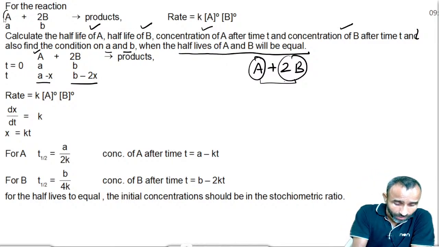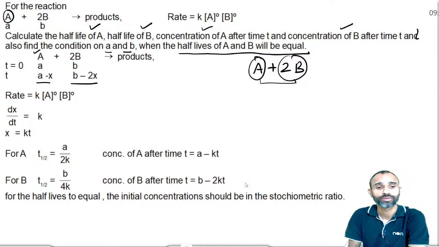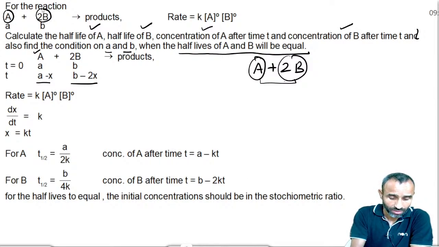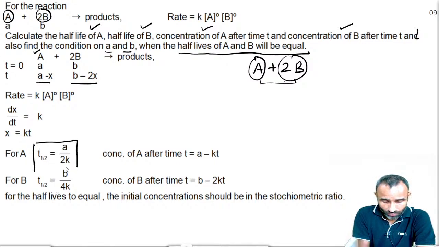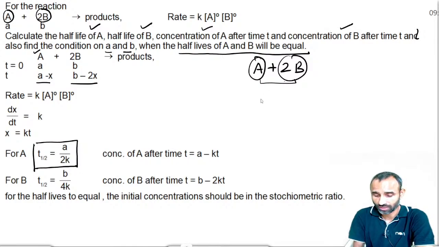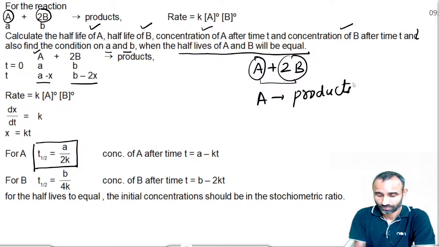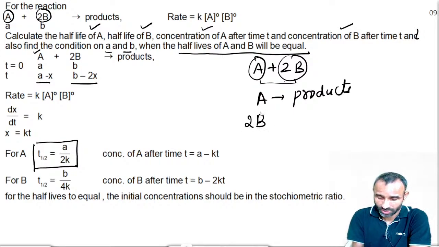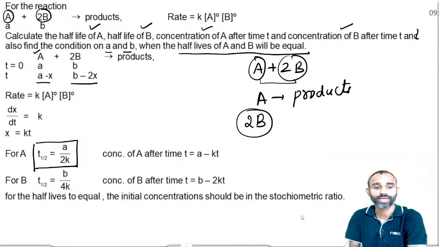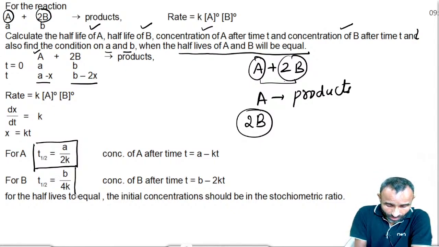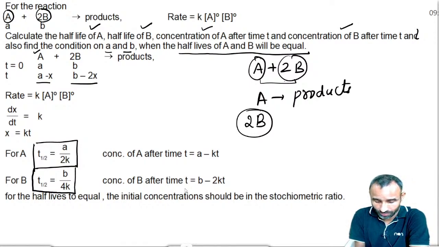So A has only 1 mole, B has 2 moles. So when we calculate the half-life of A, it is simply as A going to products, but for B, because it has 2 moles, its half-life is B divided by 4K, because now the concentration of B after time t is B minus 2Kt.